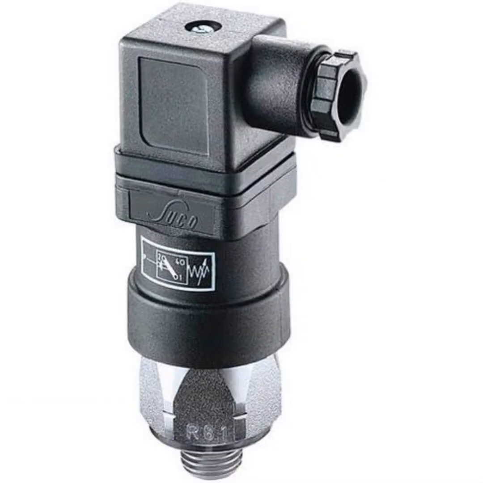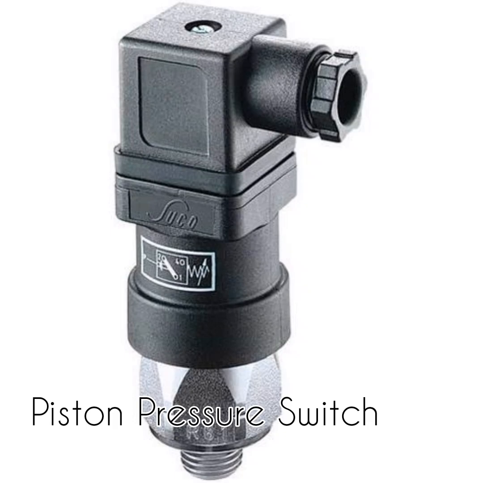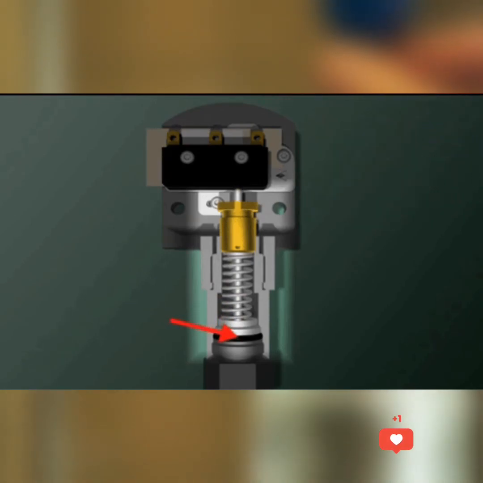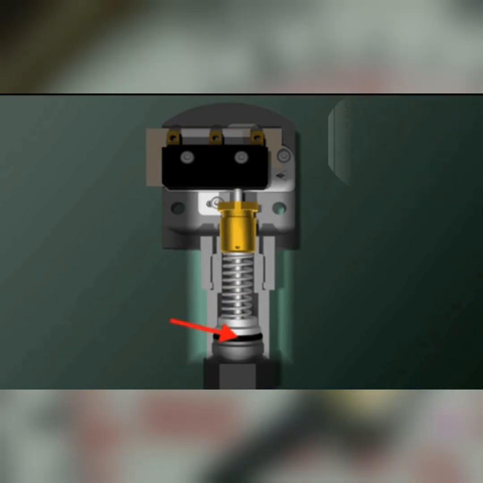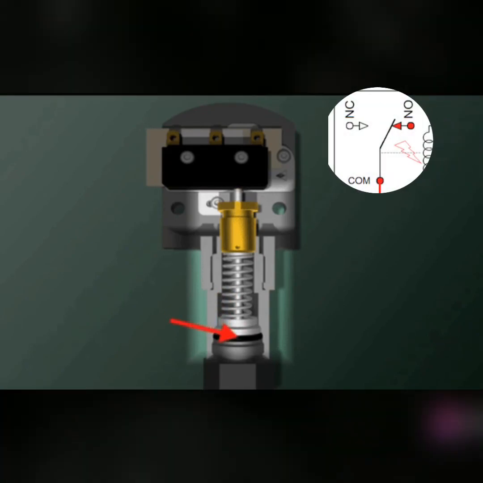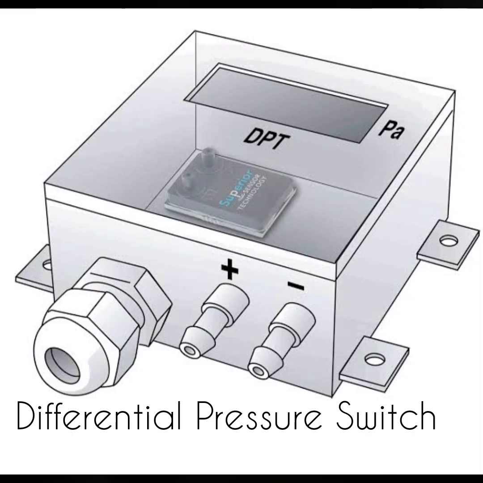Moving on, we encounter the piston pressure switch. This switch houses a movable piston that reacts to pressure changes. As the pressure soars, the piston moves to actuate the switch, and as the pressure plummets, the piston reverts to its original position.